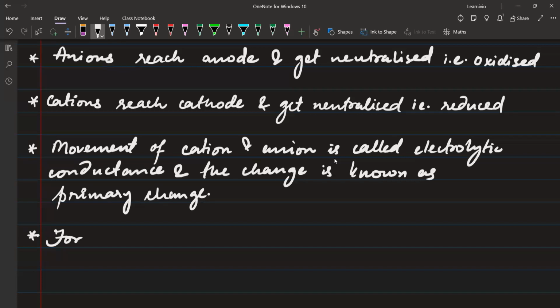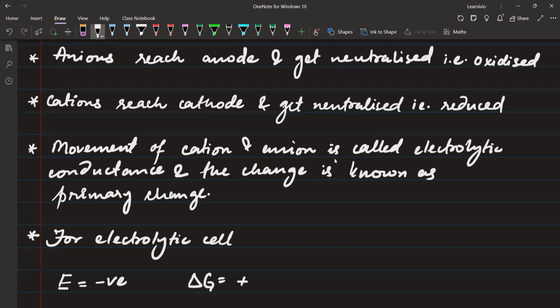For electrolytic cell, EMF will be negative and delta G will be positive. Because the negative sign of E cell is telling us that we are giving electricity. What does delta G mean? Delta G is positive, that means it requires energy. This process is going to require energy.